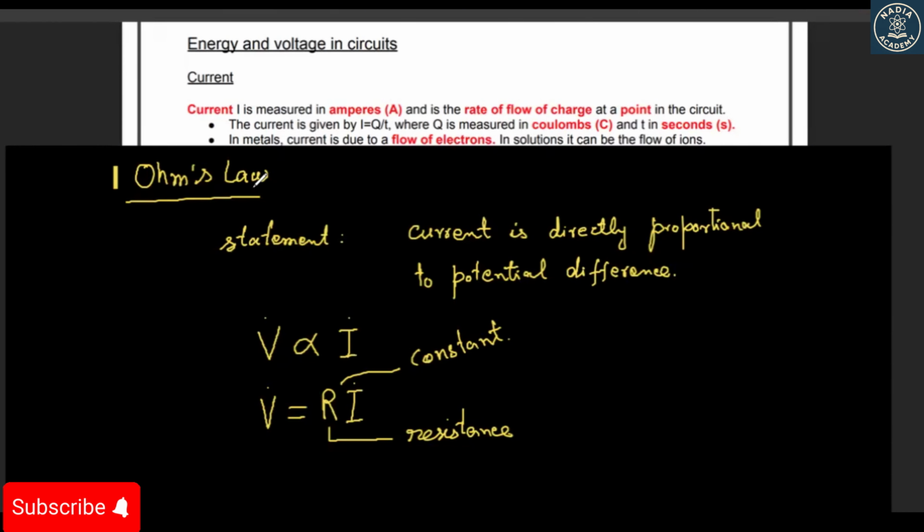So Ohm's law can only and only work if resistance is constant. This is the key for Ohm's law: if the resistance is constant, then Ohm's law will work. Otherwise, it will not work. But now here we have three parameters: potential difference, resistance, and current. So let's understand them one by one.